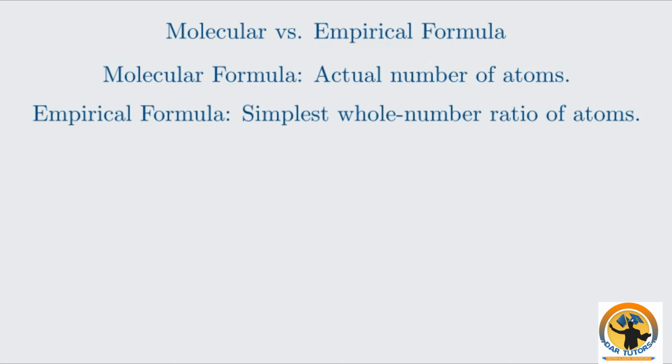Let's look at an example. The molecule propene has the molecular formula C3H6. The simplest whole number ratio of carbon to hydrogen is 1 to 2. Therefore, its empirical formula is CH2.